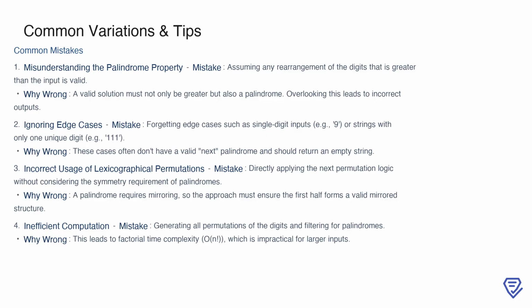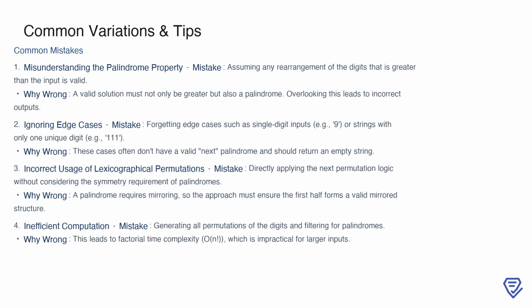Then there's the mistake of ignoring edge cases. For example, single-digit inputs like 9 or strings where all digits are the same, such as 111, often don't have a valid next palindrome, and failing to account for this can lead to errors in your implementation. Another common pitfall is misusing the next permutation logic without considering that a palindrome requires symmetry. Simply applying the next permutation to the entire string won't necessarily produce a valid result.